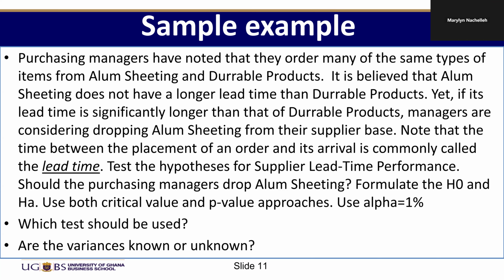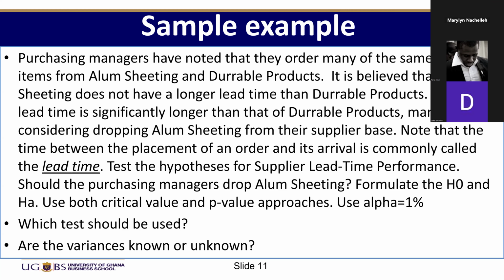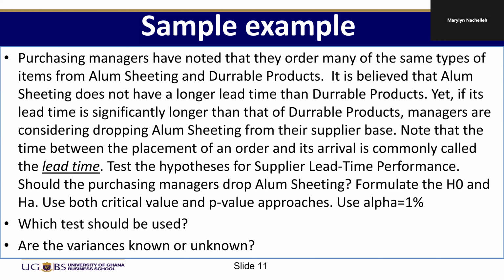No. Is there a pooled? No. Let me go to Marilyn. So please, the population standard deviation is not known. That is it. 2 marks for that. It is a population standard deviation that is unknown. Okay. And therefore, we got to use a T.